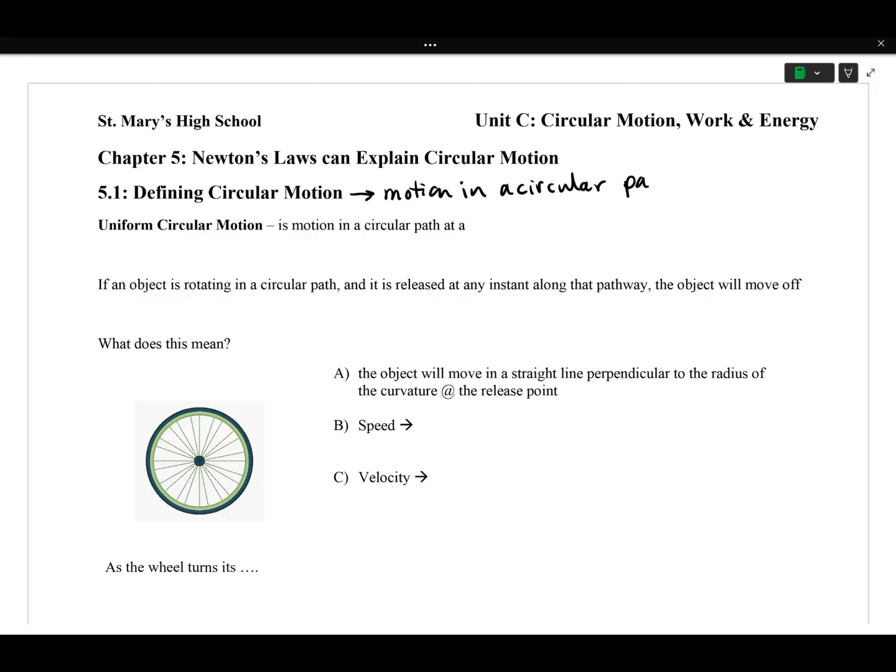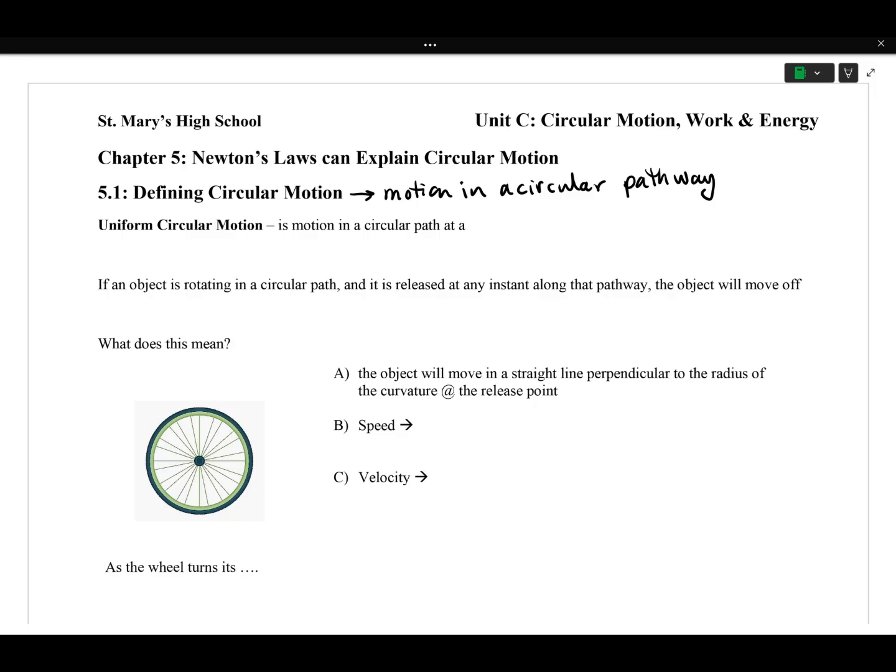So if you think about a roller coaster and you go through a loop, that would be circular motion. Or what would be another thing? You could think about a Ferris wheel going around, even a wheel turning, that would all be circular motion. You could also think about the Earth orbiting the sun, that's also circular motion.